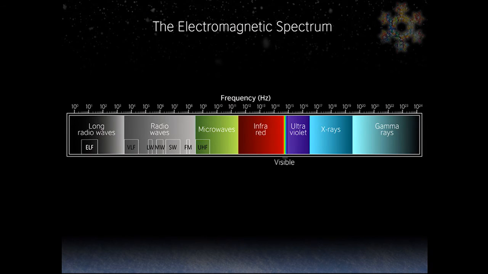And so far, all these wirelessly connected devices use a part of the electromagnetic spectrum, in particular, the radio waves and the microwaves.